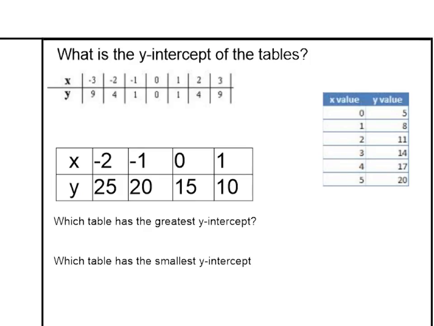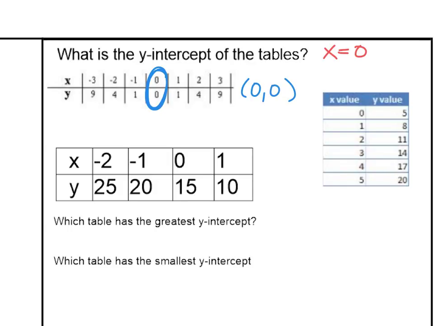Now we'll talk about tables. Remember the y-intercept is where x is equal to 0. So let's see, on this first table, x is equal to 0 at 0. So that starting point is going to be 0, 0.